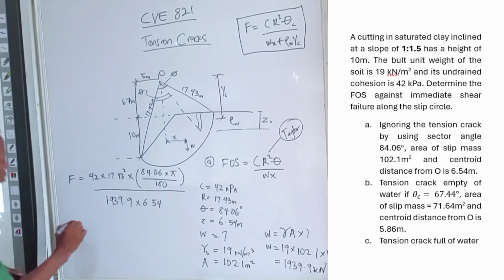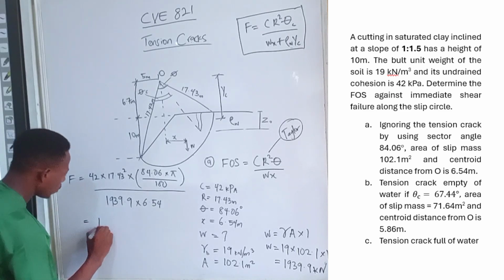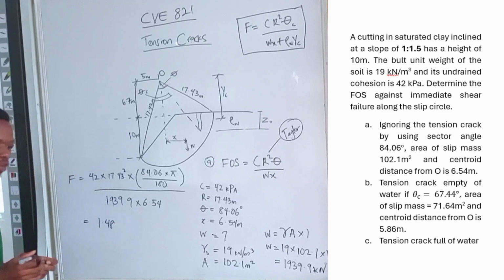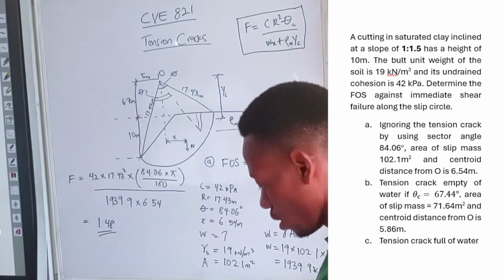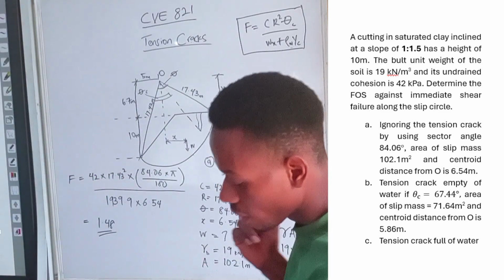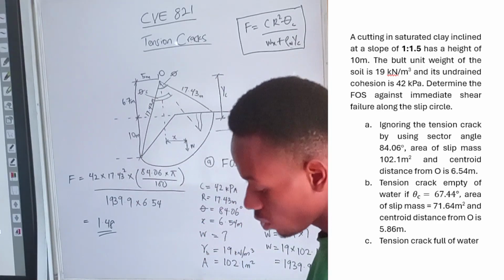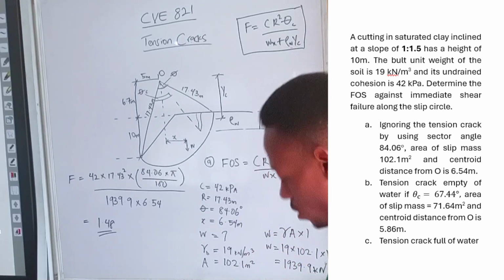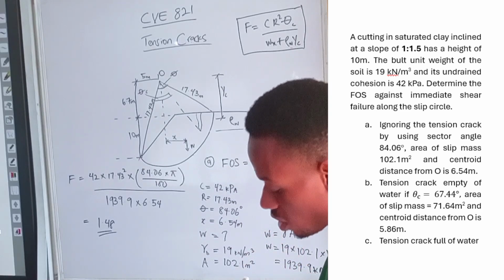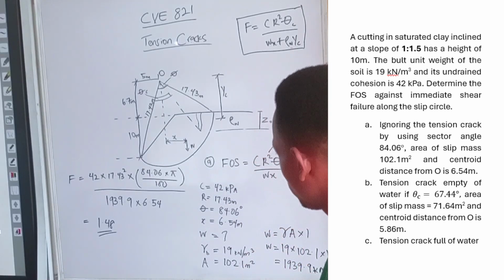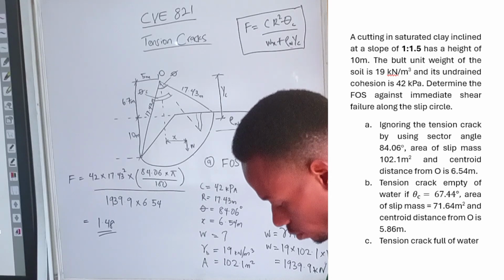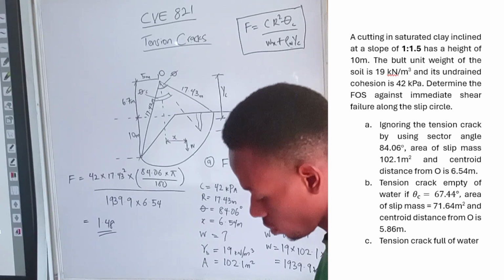What does that give us? So then, 1.48. Do you have any answer that is different from that? Now part B: determine the factor of safety, you can just put F, against immediate shear failure along the slip circle.